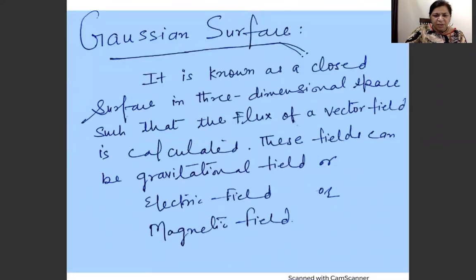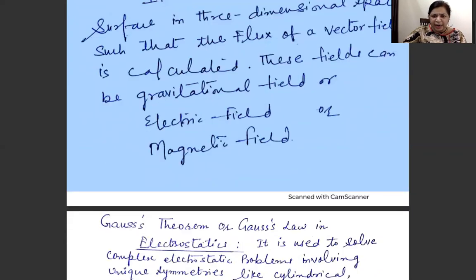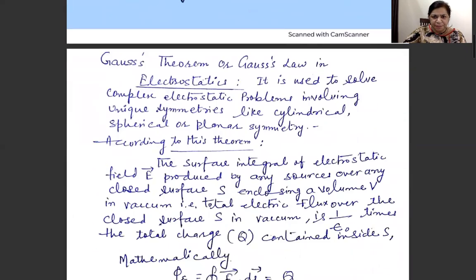Gaussian surface is a term that we will be using again and again in this chapter, and it is known as a closed surface in three-dimensional space such that the flux of a vector field is calculated. These fields can be gravitational field, electric field, or magnetic field. And as you know, we are doing the electric fields concept, and we have also discussed the electric flux. So we will be calculating the electric field intensity and electric flux using this Gaussian surface.